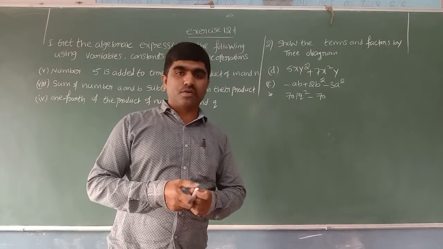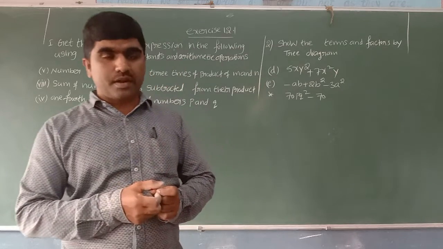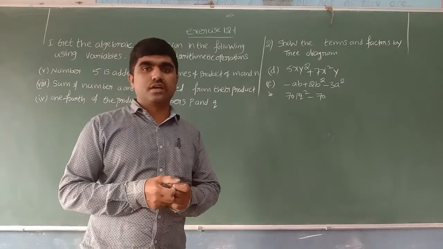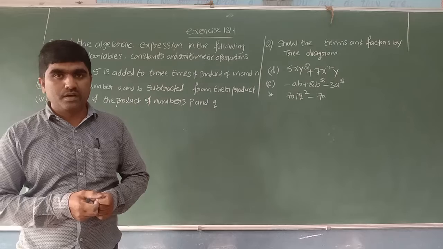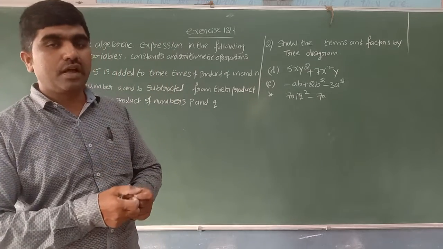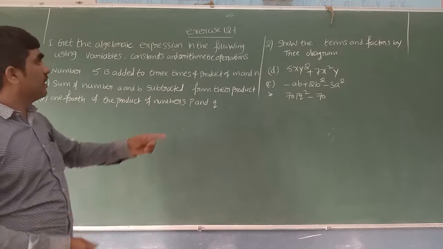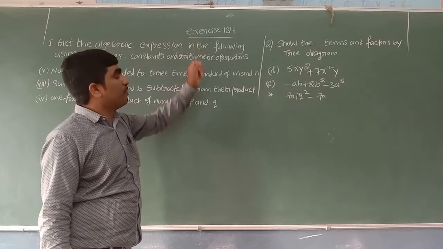In the previous class I explained about like terms, unlike terms, different types of algebraic expressions based on terms, and what is a constant and a variable. We discussed the basic concepts of the algebraic expression chapter, and based on that, today we'll see some exercise problems. We'll start with exercise 12.1.